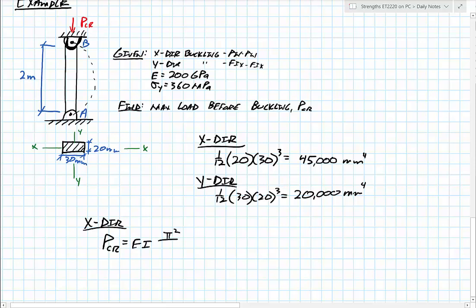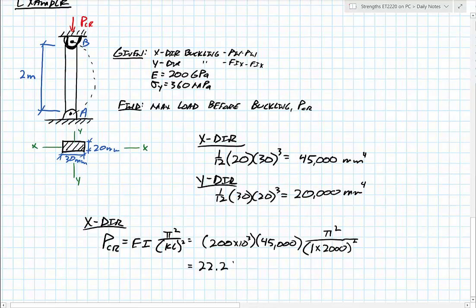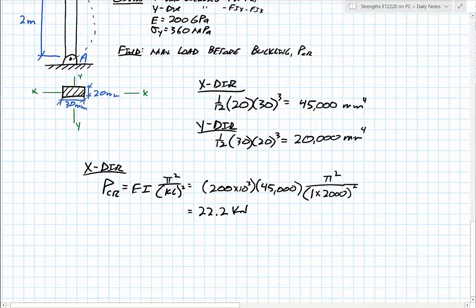So plugging this all in then, in the X direction, my critical buckling load, which we said was EI pi squared over KL squared. So plugging in my E is 200 times 10 to the third, I is 45,000, pi squared, and then don't forget that K is 1 in this X direction. Also 2 meters, converting that to millimeters gives me 2,000. Multiplying all that through, I end up with a critical load of 22.2 kilonewtons. So if you plug in those numbers, you end up with 22,200.